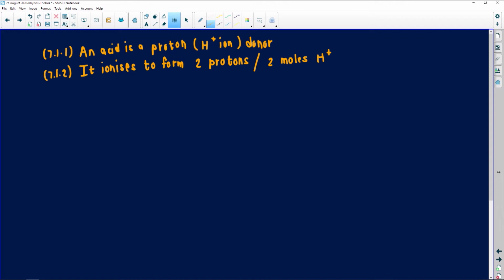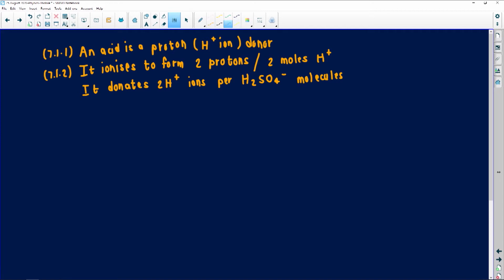Or we can then say it donates 2 H plus ions per H2SO4 molecule. So it does give away 2. That is why it's H2SO4.